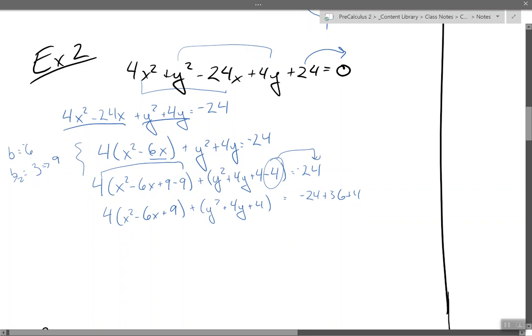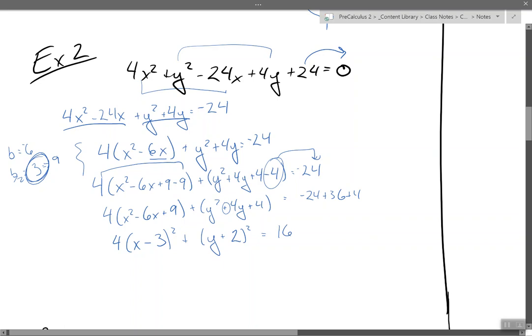So what these should factor to is the variable, then whatever the first sign is, positive or negative, and then the root of whatever this final number is. So this first parenthesis should be x, that's a minus sign, and then the square root of 9 is 3. That's again the number that we found up here when we did b over 2. That 4 is still there, plus, and then y, that's a plus sign, and then the square root of 4 is 2. And then if we add all of this together, 4 plus 36 is 40. 40 minus 24 is 16.